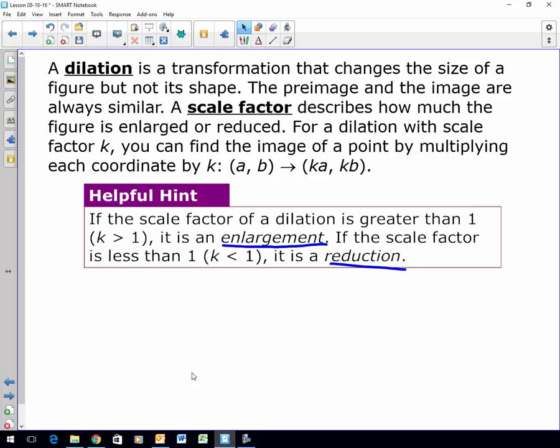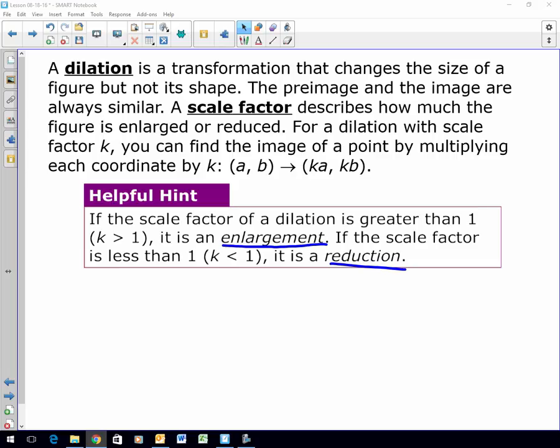Just as an example, let's see here. Say my scale factor was 2. My coordinate point, my A and B, are both 6. What is my image going to be? Somebody might have dropped the ball on that one. My scale factor is 2. That means I'm going to multiply 2 times 6, 2 times 6. 12. Good. My image will be at 12, 12.